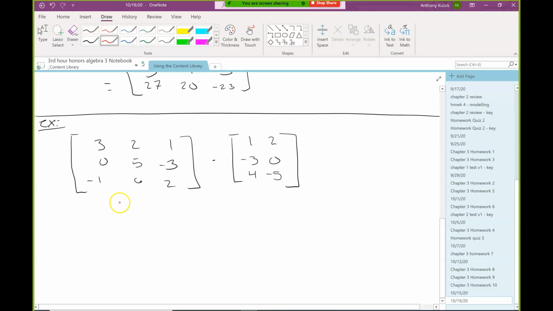What's the dimension of this first matrix on the left here? That's a 3 by 3. And the dimension of the second matrix is a 3 by 2. So since the number of columns of the first matrix is equal to the number of rows in the second matrix, we can do this problem, and it tells us that our answer is going to be a 3 by 2. Is everybody okay with that?